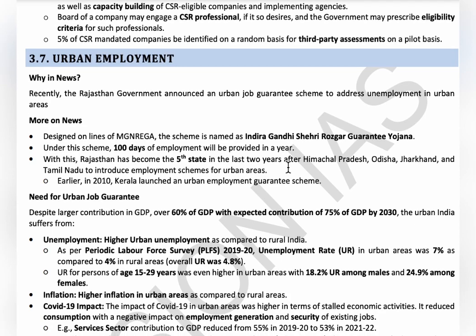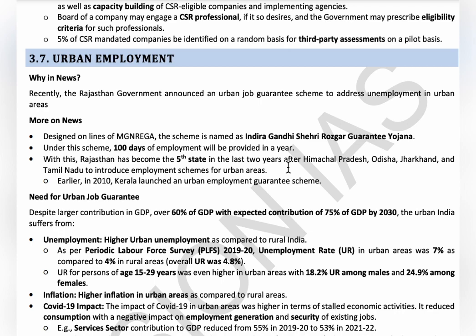The next concept is urban employment. So, Rajasthan has become the fifth state to introduce the urban employment scheme called Indira Gandhi Shahari Rozgar Guarantee Yojana. So, Himachal Pradesh, Odisha, Jharkhand, and Tamil Nadu have already introduced this scheme.